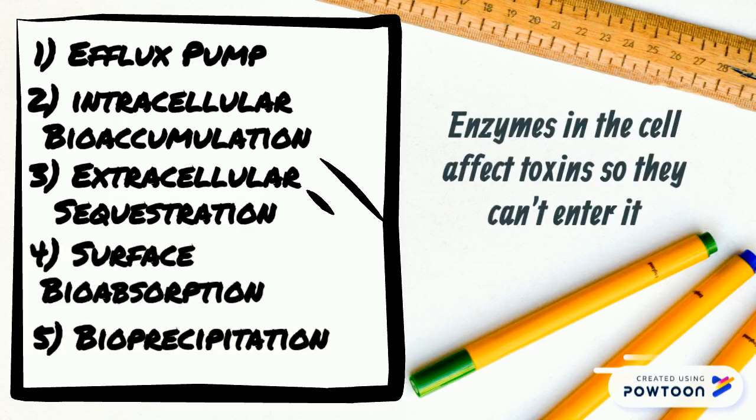This is where specific enzymes in the cell interact with heavy metals outside of the cell to make them insoluble so that they can no longer enter the cell. Because these metals can no longer enter the cell, they accumulate on the outside of it and can be recovered and recycled. Let's talk a little bit more about the most common mechanism for bacteria to resist heavy metals, the efflux pump.